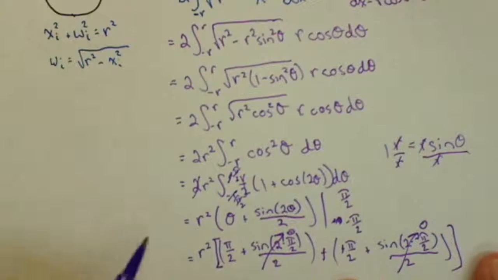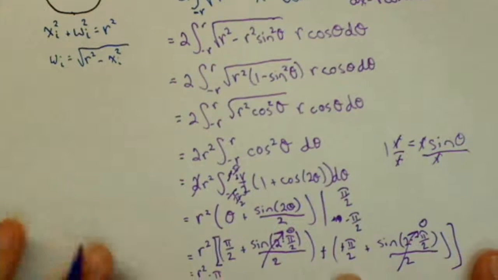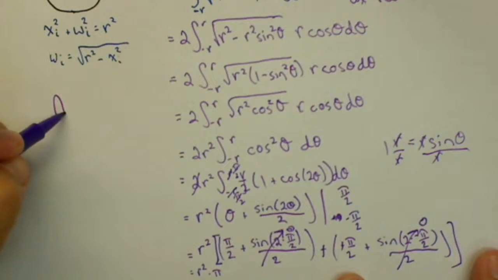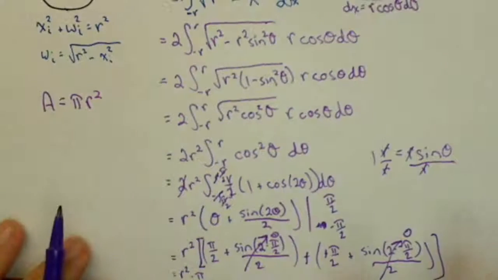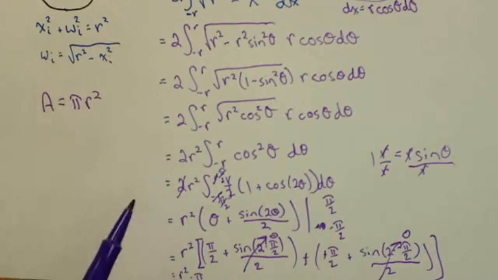So pi over 2 plus pi over 2 is pi, and we get r squared times pi, or our very familiar pi r squared. So that's the definite integral and how we could solve it.